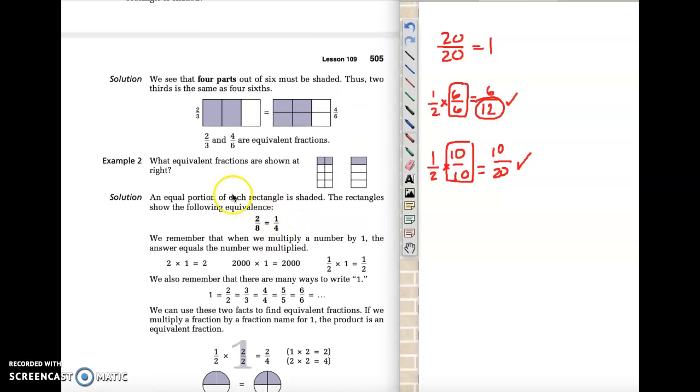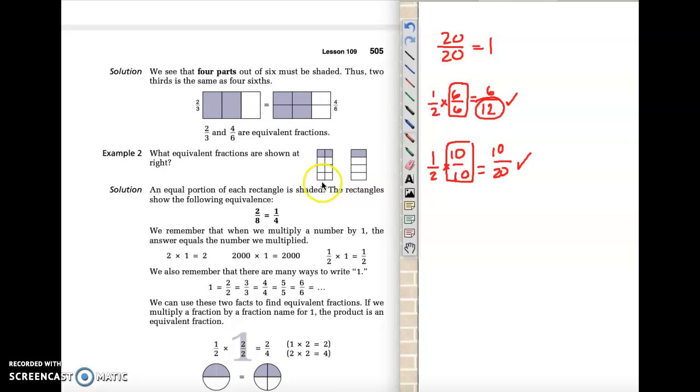Let's do example 2. What equivalent fractions are shown at the right? Well, here we have 8 pieces, 2 of which are shaded in. So 2/8. Here we have 4 pieces, 1 of which is shaded in. Is 2/8 the same quantity as 1/4? In order to go from 2 to 1, I literally just divided by 2, and I got 1. Did I do that to my denominator as well? 8 divided by 2, does it equal 4? Yes. So 2/8 and 1/4 are equivalent.